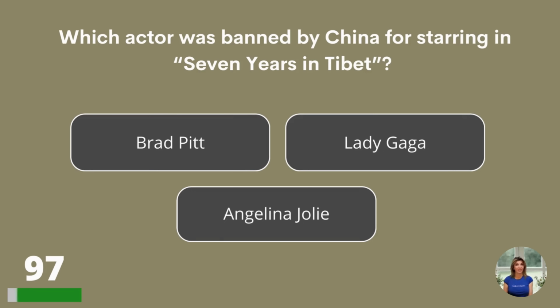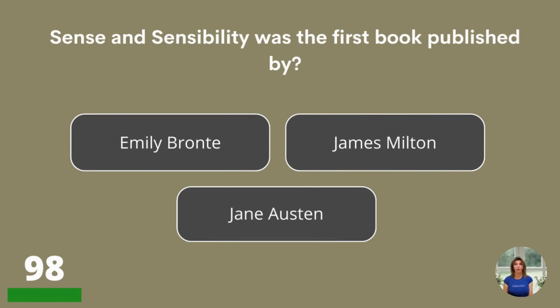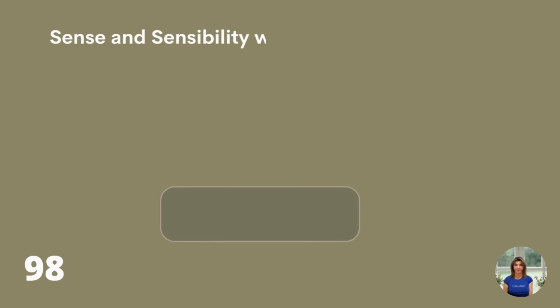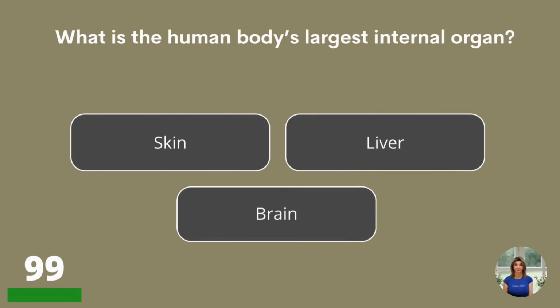Which actor was banned by China for starring in 7 Years in Tibet? Brad Pitt, Lady Gaga, or Angelina Jolie? Brad Pitt. Sense and Sensibility was the first book published by Emily Bronte, James Milton, or Jane Austen? Jane Austen.